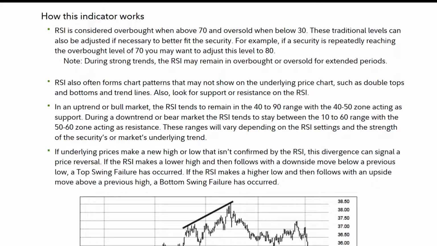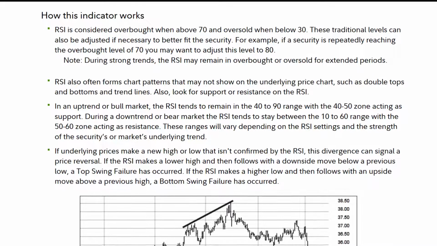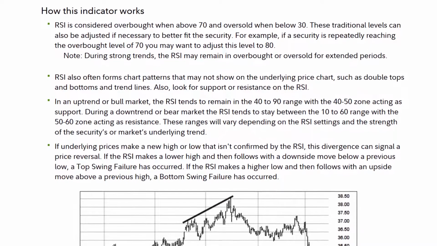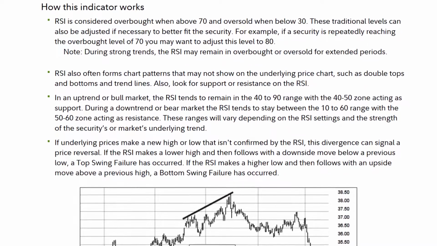How this indicator works. RSI is considered overbought when above 70 and oversold when below 30. These traditional levels can also be adjusted if necessary to better fit the security. For example, if a security is repeatedly reaching the overbought level of 70, you may want to adjust this level to 80. Note, during strong trends, the RSI may remain in overbought or oversold for extended periods.